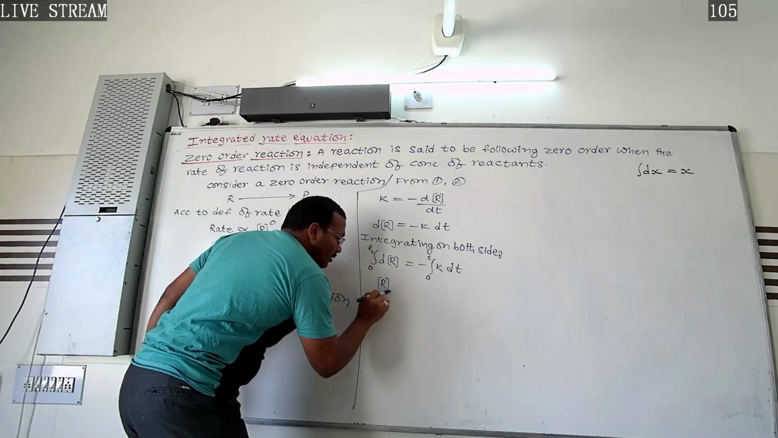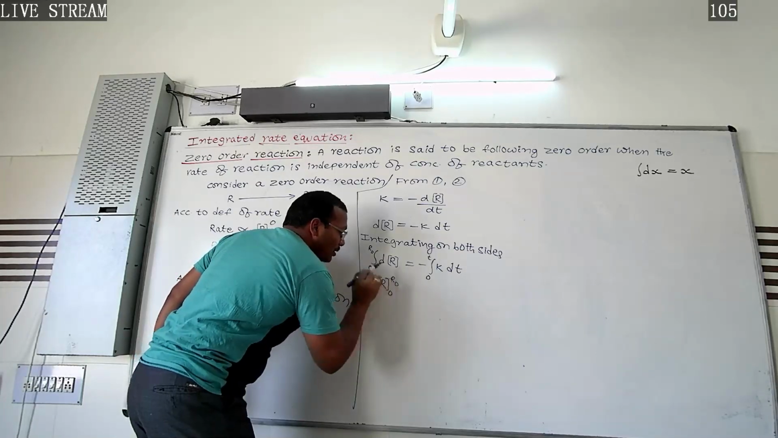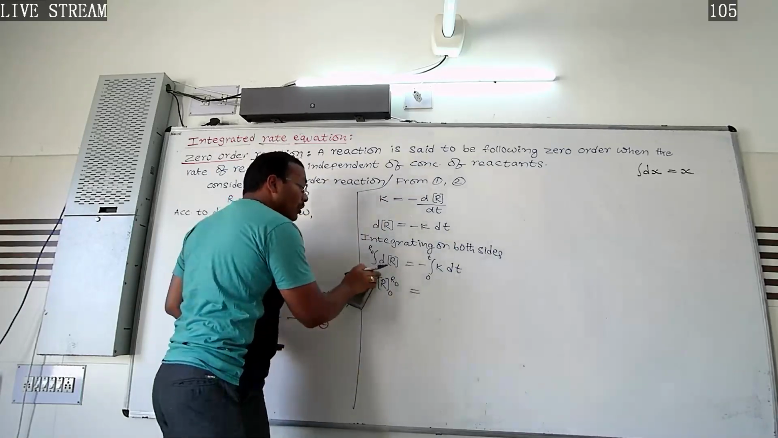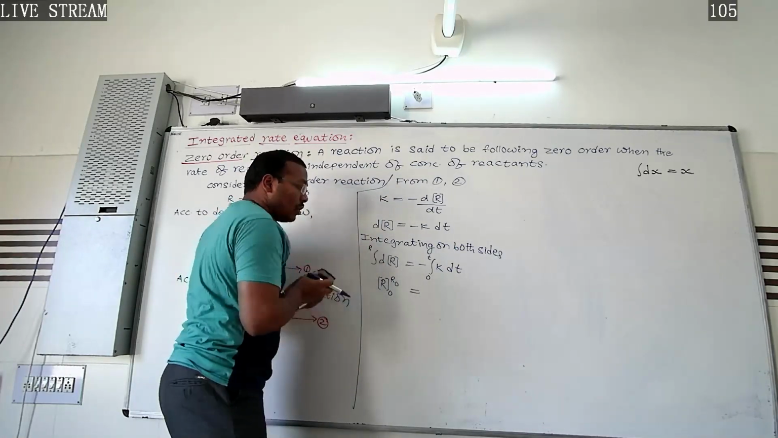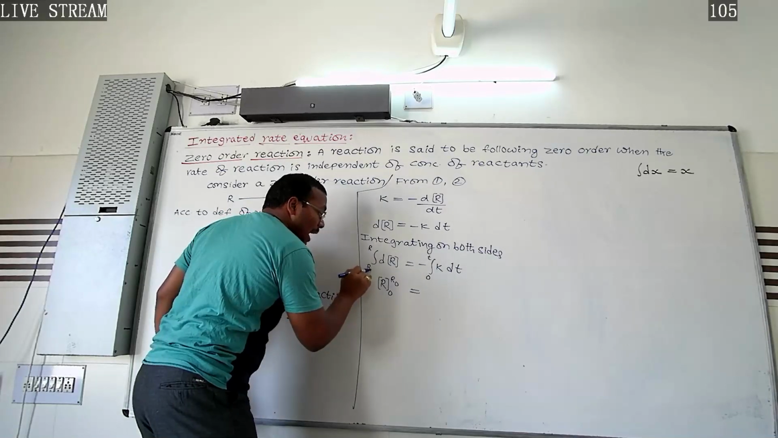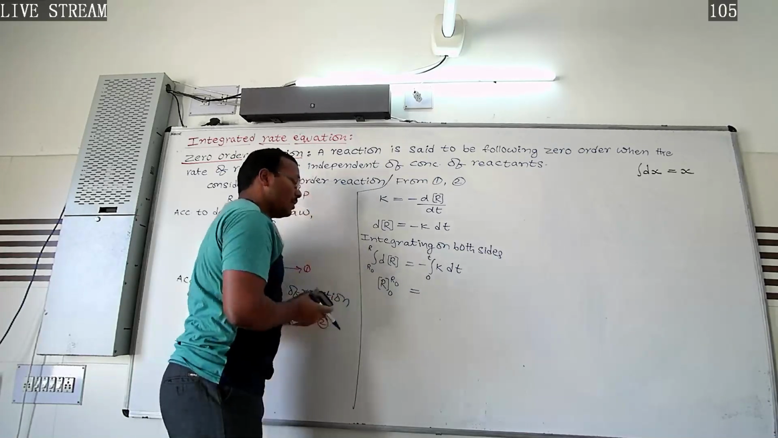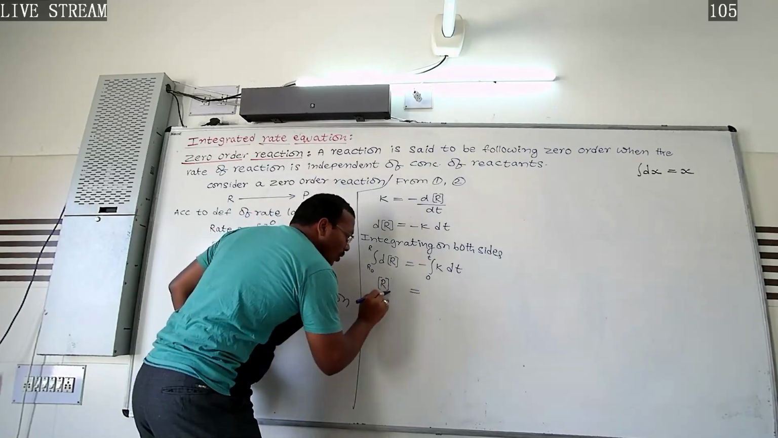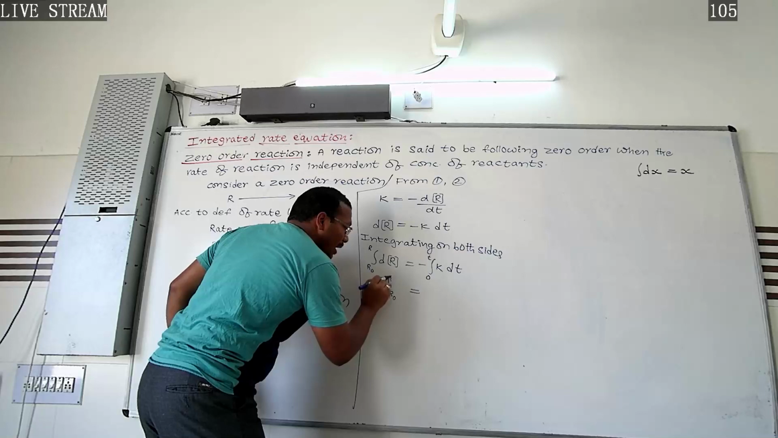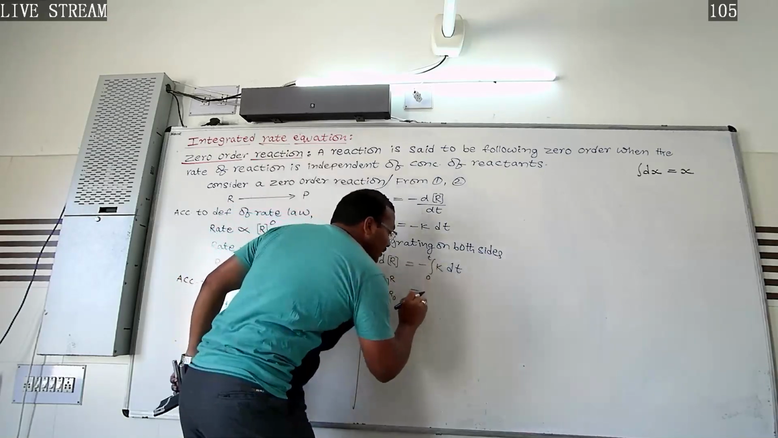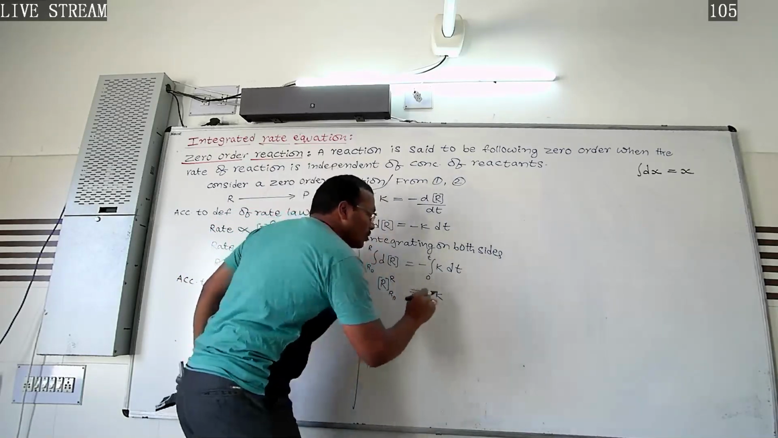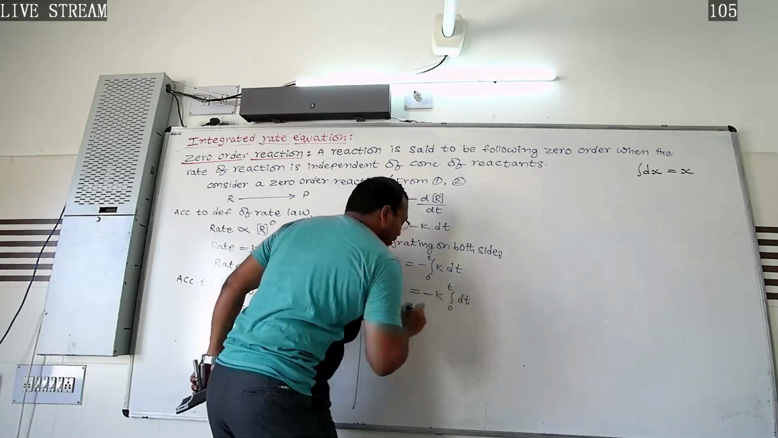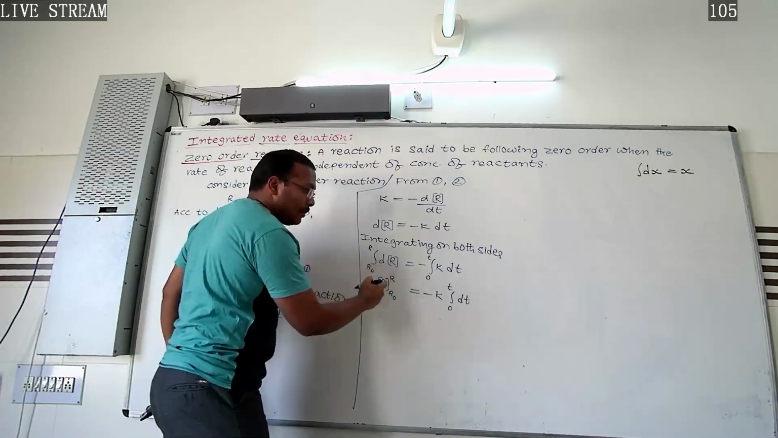The limits are r0 to r, because the initial concentration is r0 and finally it is r. So these are the limits. Here the limits r0 to r equal minus K, the constant, which comes outside, integral 0 to t of dt. We apply the limits as upper limit minus lower limit.